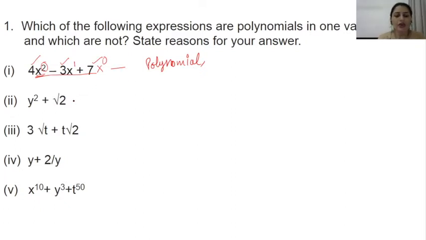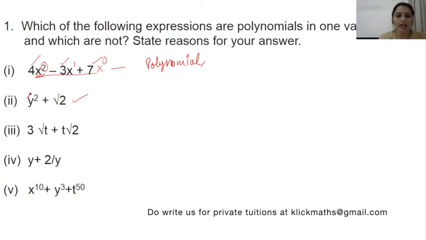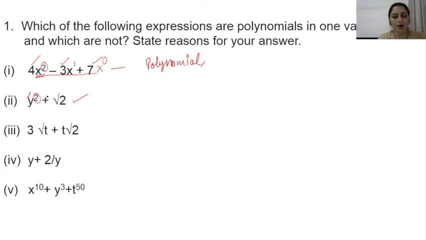Second one is y square plus root of 2. Yes, this is also a polynomial because here y is a variable. That means this is a polynomial in one variable, and 2 is a whole number. That means this is also a polynomial.